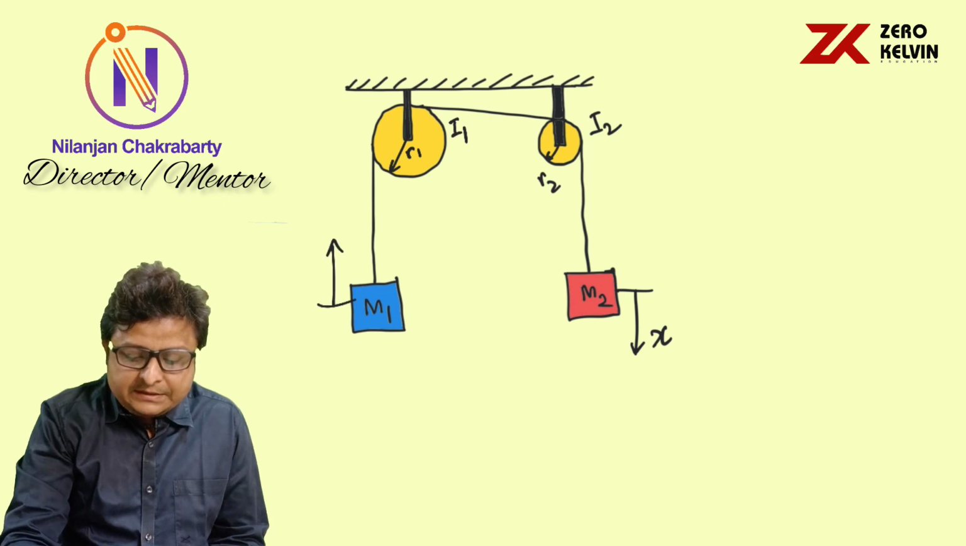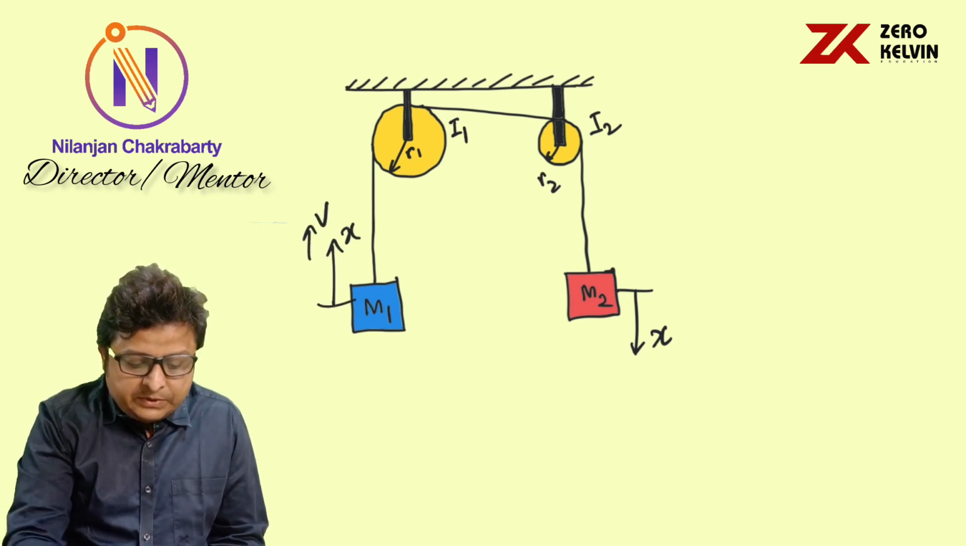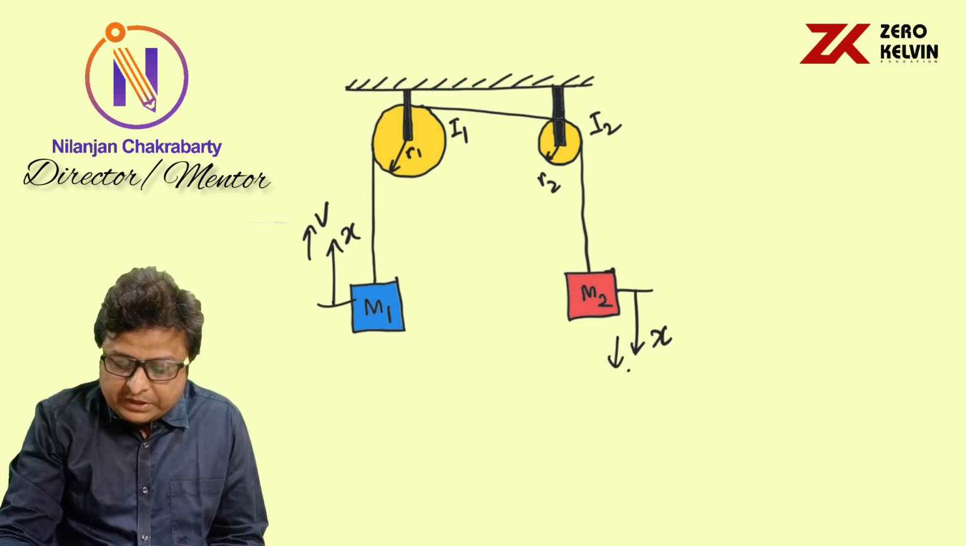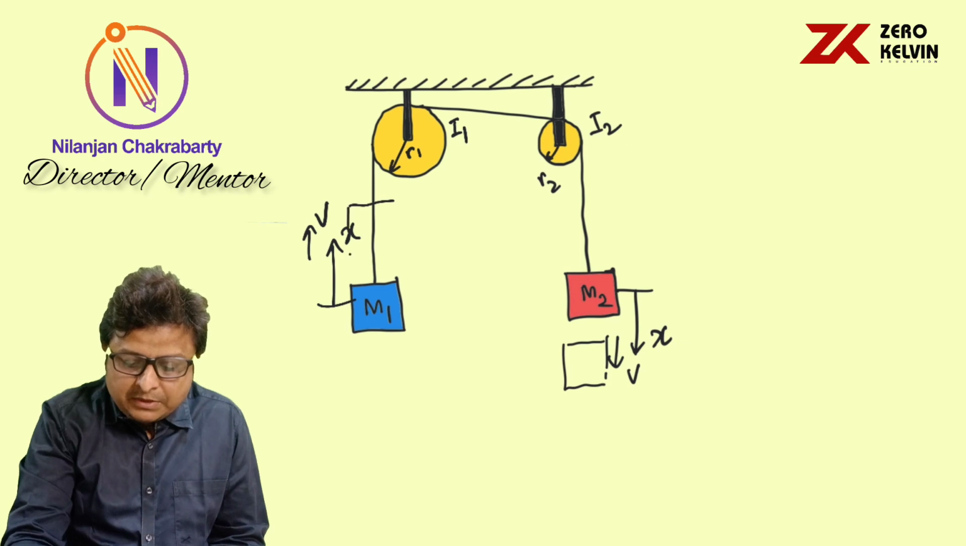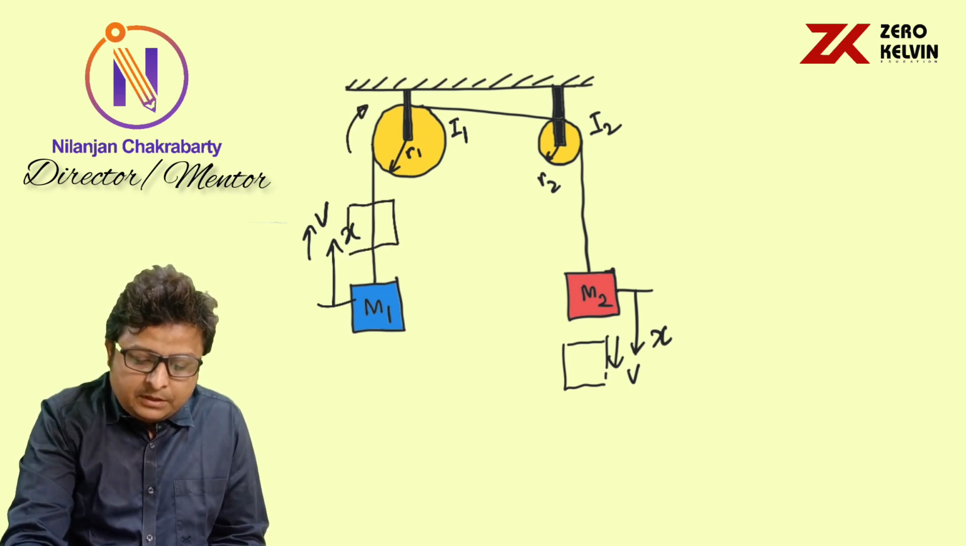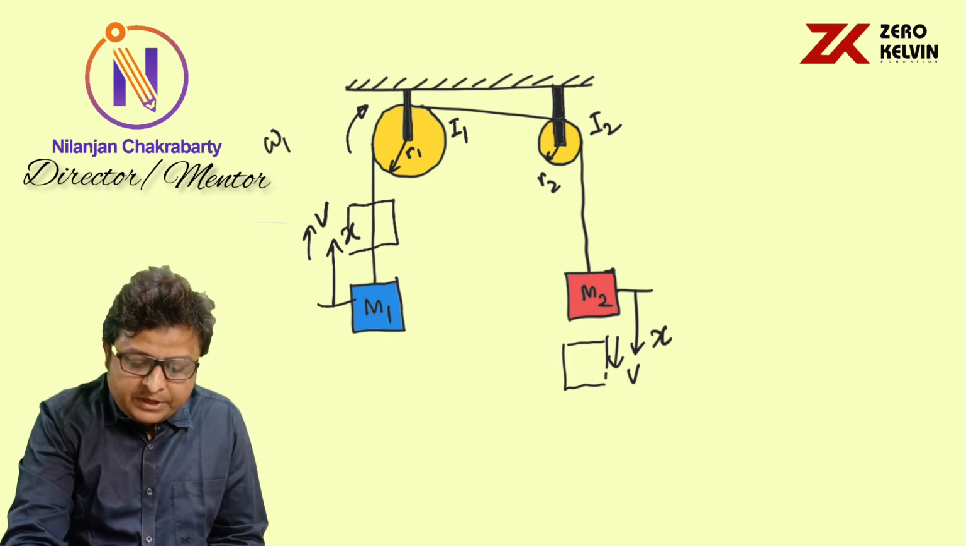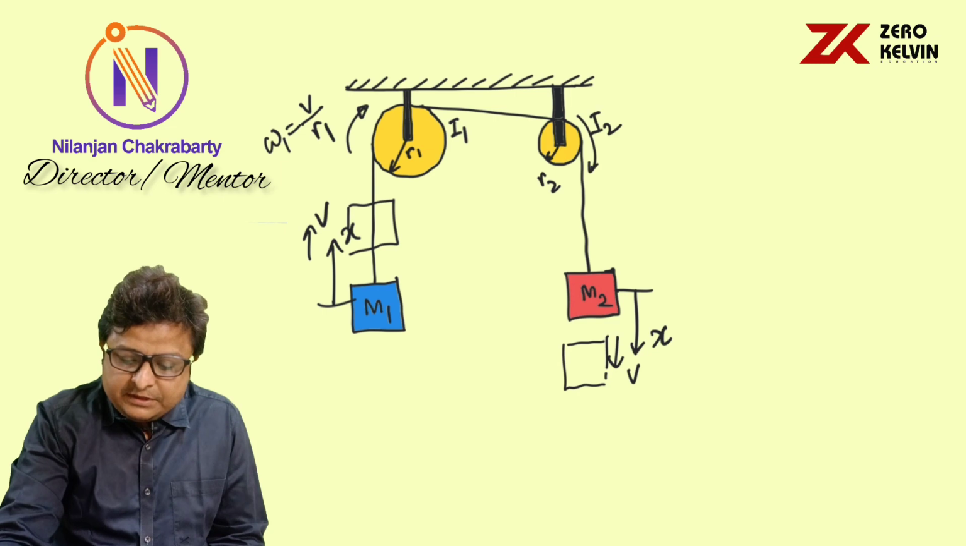This goes down by x, this goes up by x, this gains speed v. This m2 will also gain speed v once it comes down by x, and this goes up by x. The angular speed of this pulley is omega 1 equal to v by r1. Angular speed of this pulley is equal to v by r2.